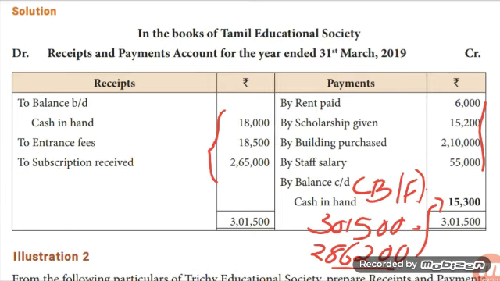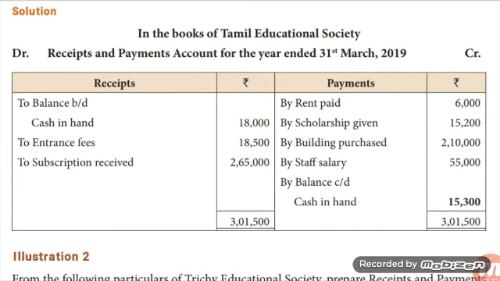Again write cash in hand. What is it? No bank balance given. So it is the closing balance of cash. Okay. Write cash in hand 15,300. Okay children.